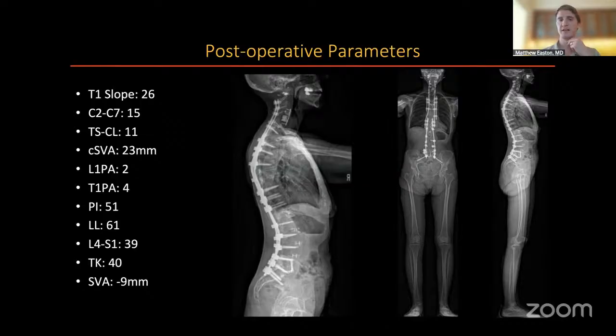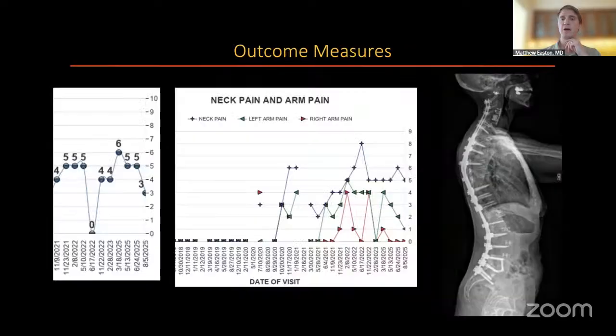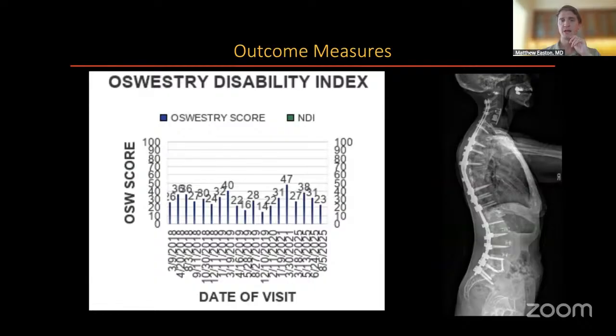And then next slide. This is just some outcome measures, looking at her pain scores over the subsequent surgeries. And next slide. And that's just her ODI.